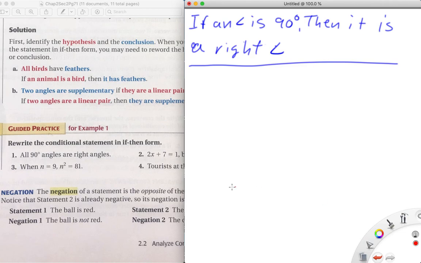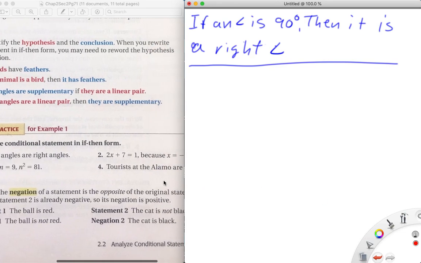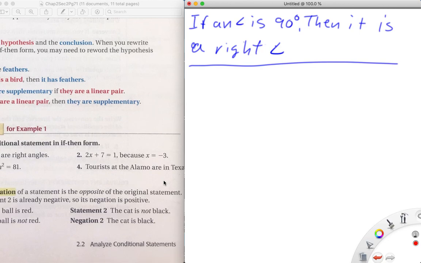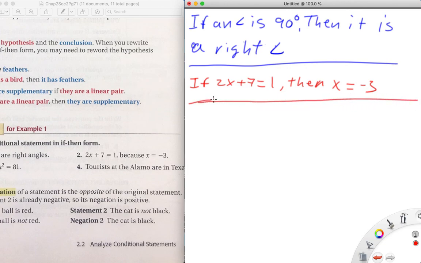The other one here says 2x plus 7 equals 1 because x equals negative 3. So we can say if 2x plus 7 equals 1, then x equals negative 3. If 2x plus 7 equals 1, then x is negative 3. So that's the other one.